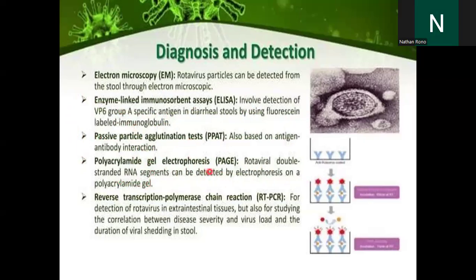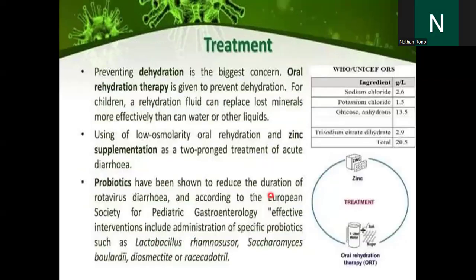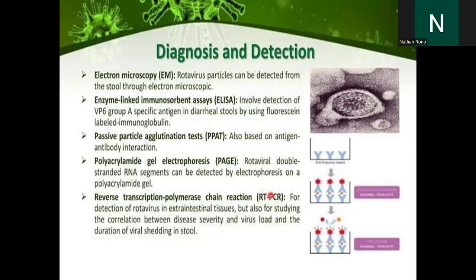Then finally, PCR. So PCR for detection of rotavirus in extraintestinal tissues, but also for studying the correlation between disease severity and virus load and the duration of viral shedding in stool. So studying correlation between disease severity and viral load. So the more viruses you have, the more severe the disease is. Okay. So have we understood detection?